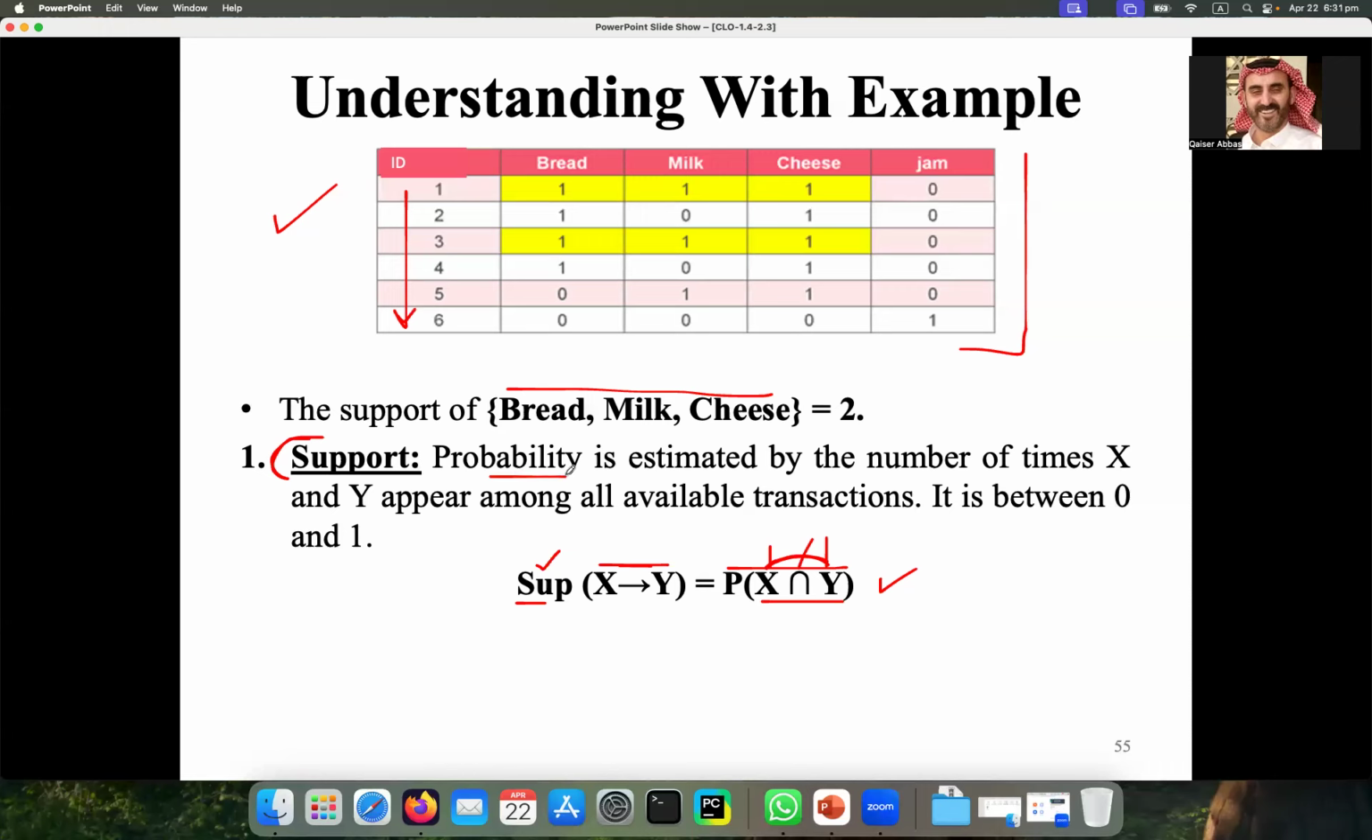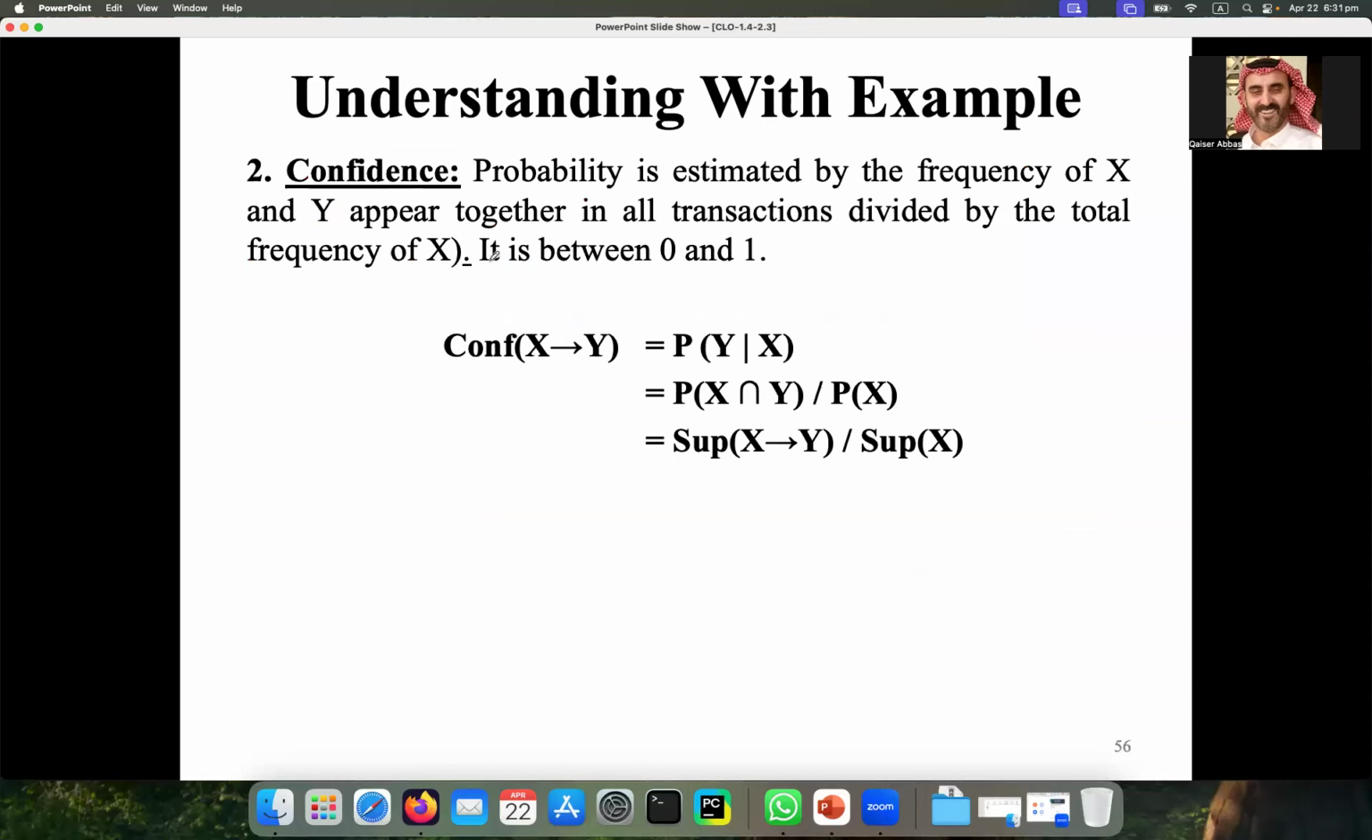So support is a probability value, and you can estimate it by the number of times x and y appear together among all the transactions. And this value would be between 0 and 1. When you calculate the value of support, as it is a probability value, it will be between 0 and 1. Okay, moving next, we will start this example, but first we are looking at the equations.